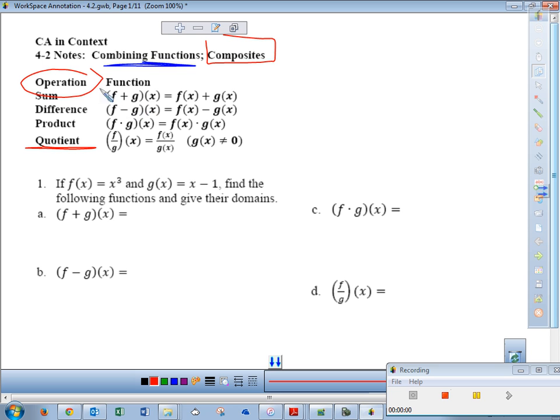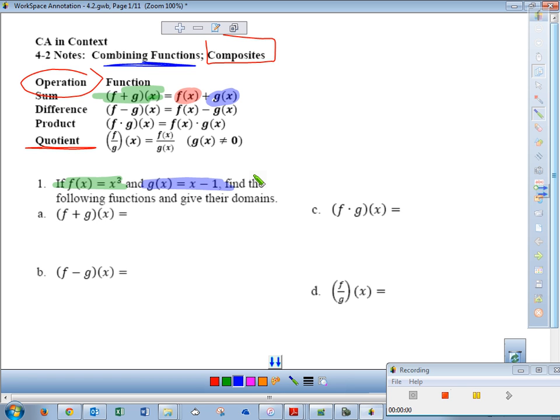If they say f plus g of x, it's the same thing as saying, take whatever f of x was and just add it to g of x. So let's just dive right in. But the very first thing you have to do is realize which functions they provide you. Here's the first function, f of x, and here's g of x.